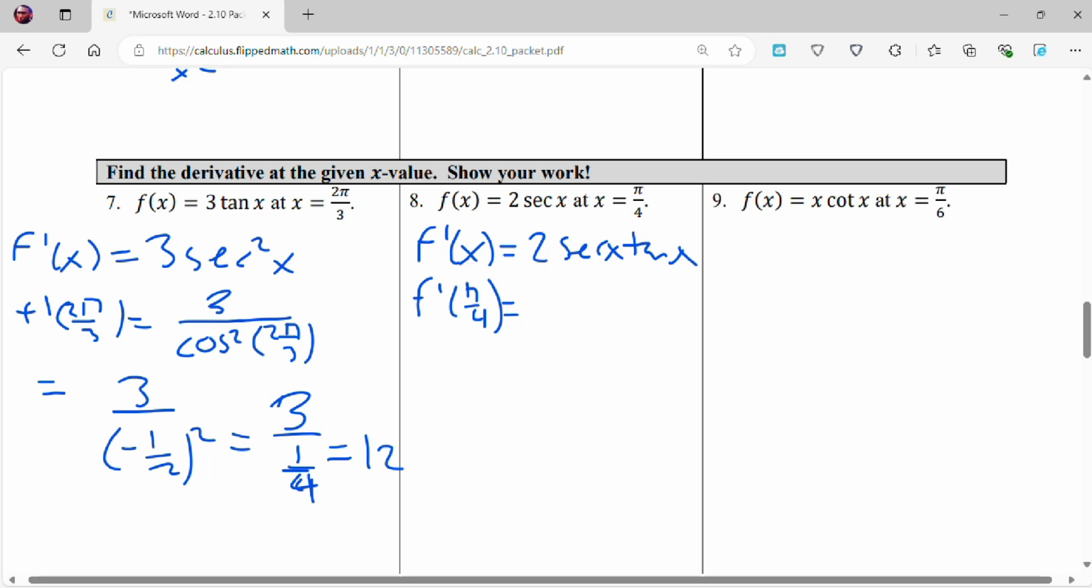So 2 over cosine pi over 4. Then we have a tangent, right? So rewrite tangent as sine pi over 4 over cosine pi over 4. Pi over 4, that's square root of 2 over 2 for both sine and cosine. So 2 times square root of 2 is square root of 2.